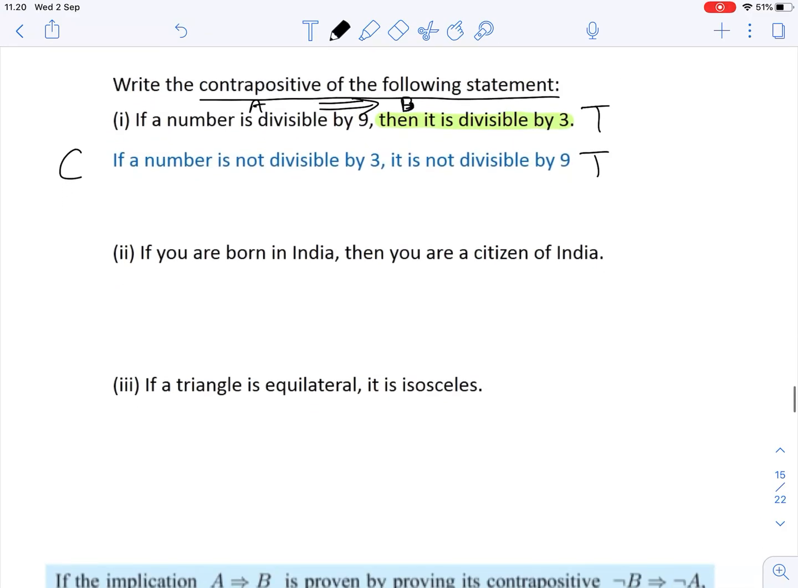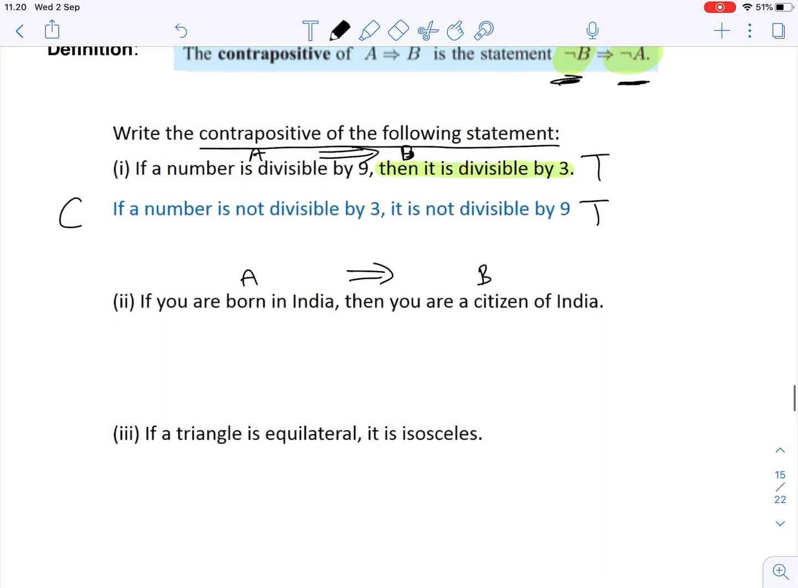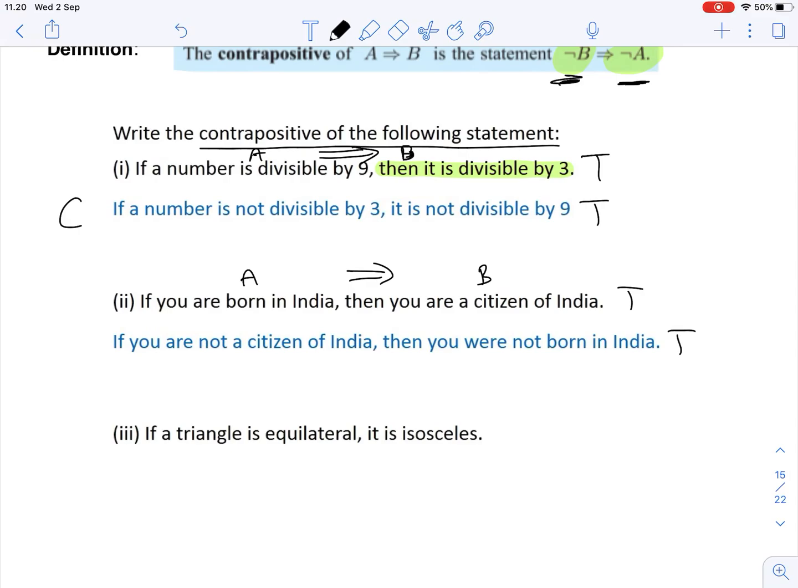Next one, if you are born in India, then you are a citizen of India. A implies B. Think about it. The opposite of B implies the opposite of A. If you are not a citizen of India, which is not B, then you were not born in India. And depending on the laws of citizenship, I'm guessing this is true in India. Most countries, you have to be born there to be a citizen.